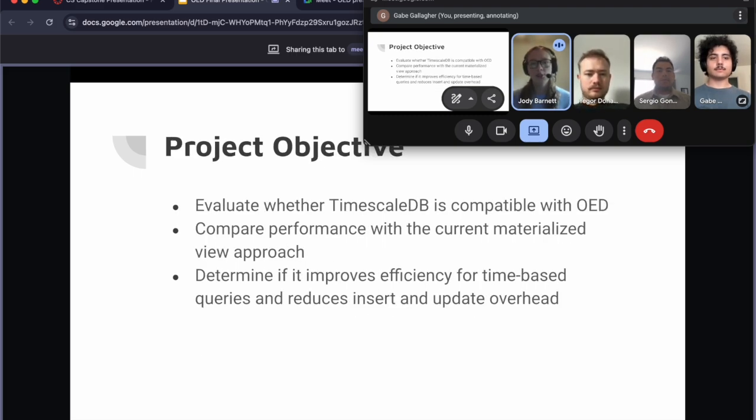Our project objective was to evaluate whether TimescaleDB could be integrated into OED as a replacement for the current materialized view approach. OED's database handles large amounts of time series energy data, and as that data grows, the current system becomes increasingly slow to query and update. We wanted to determine whether TimescaleDB's hypertables and continuous aggregates could improve query performance, reduce the overhead of refreshing views, and support time-based queries more efficiently, all without breaking the existing functionality that OED relies on.